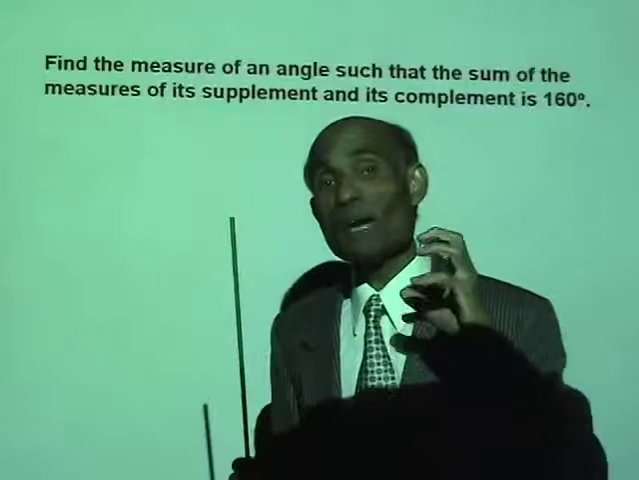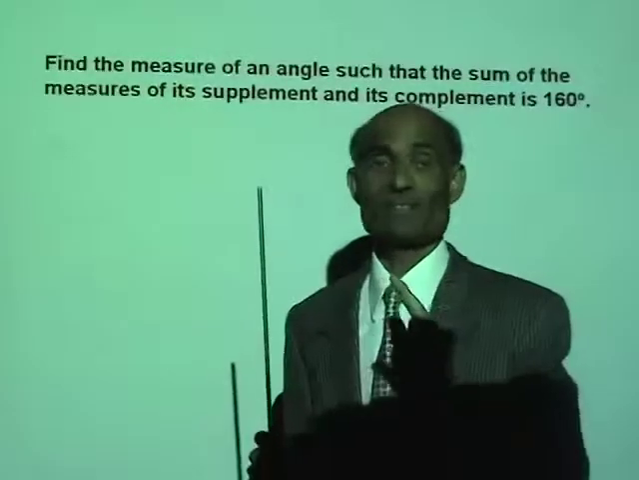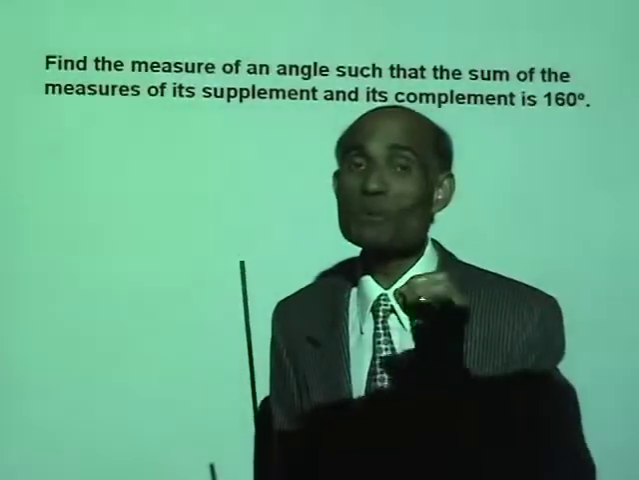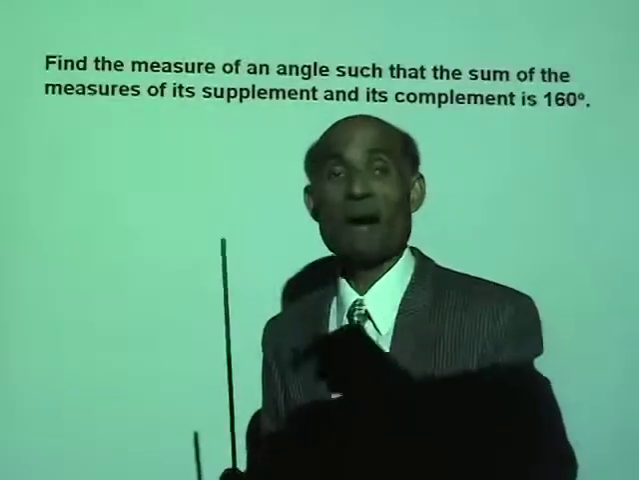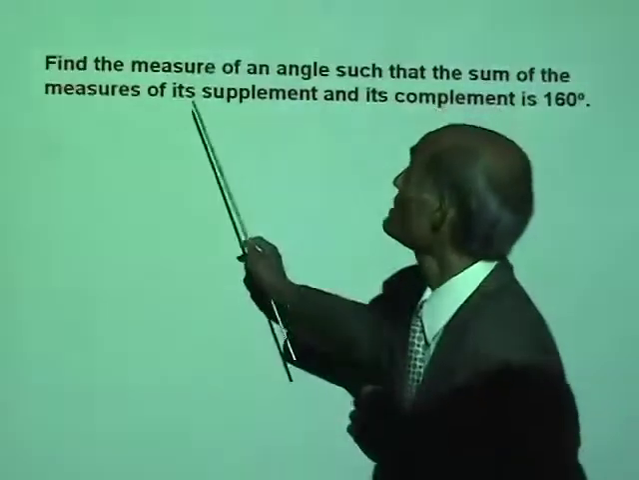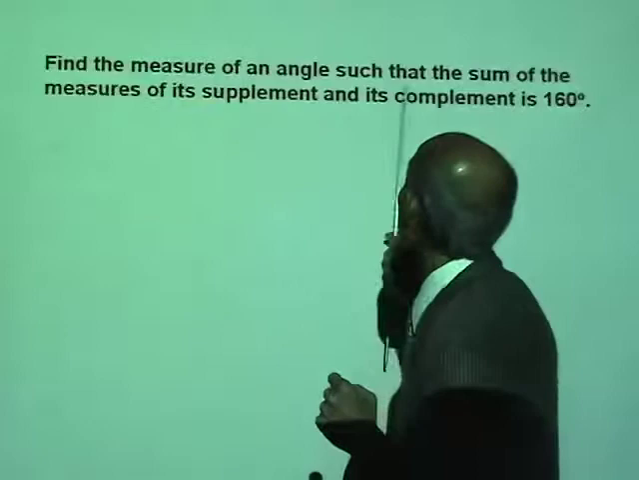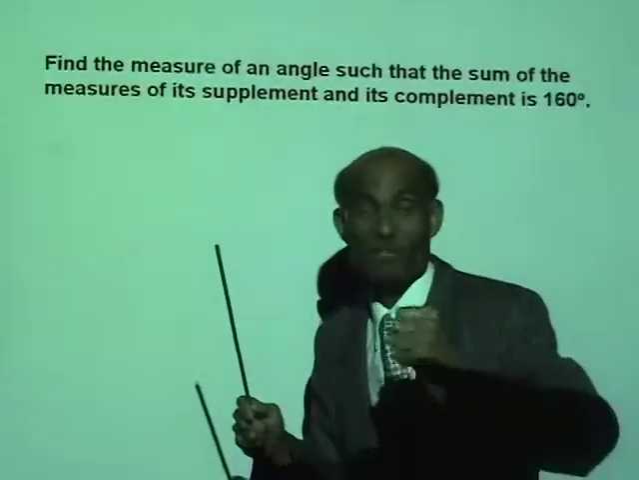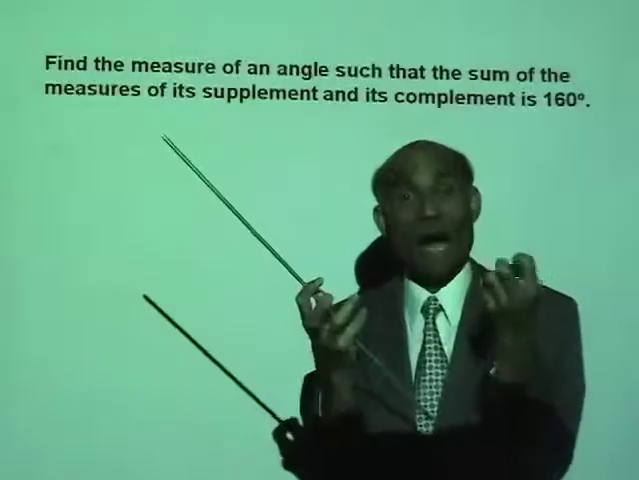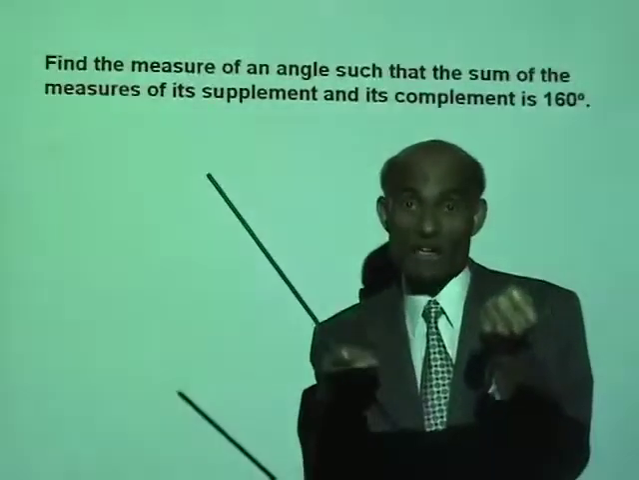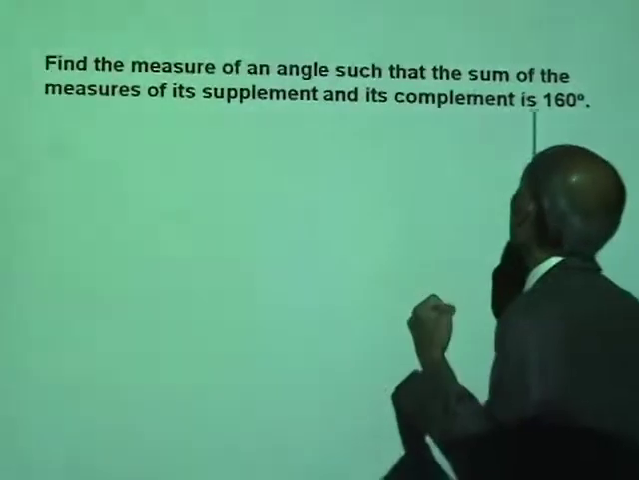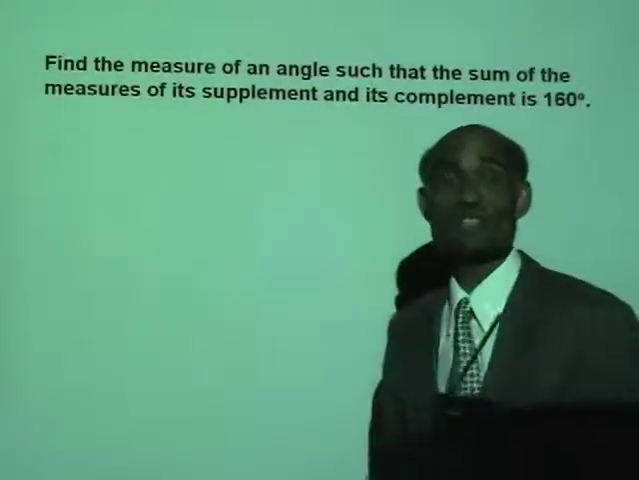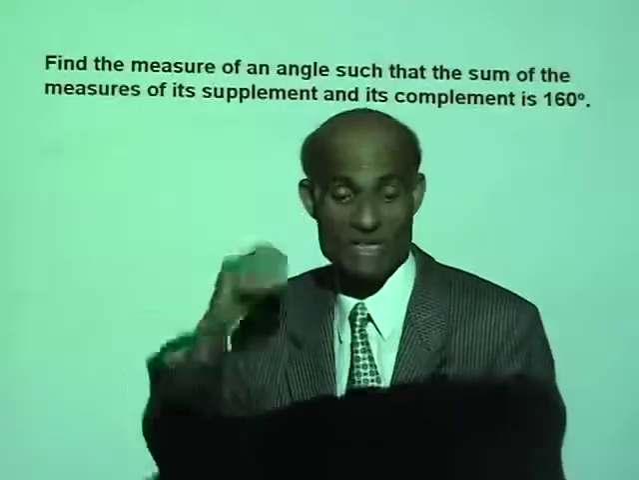Alright, what is the measure of its complement? Its complement will be 90 minus x. And what does this tell you? If you find the sum of the supplement and the complement, you add the supplement and the complement, it must be equal to 160 degrees. That is what it says.